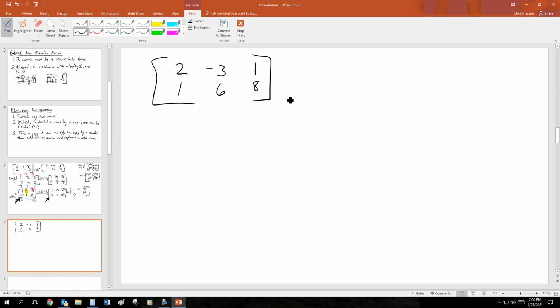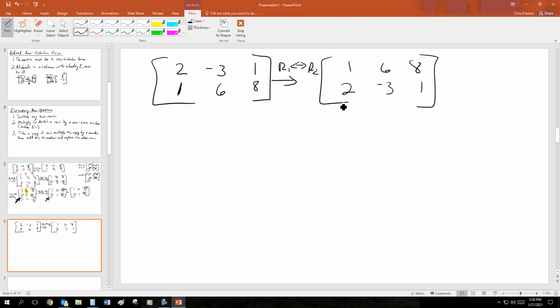All right. So first thing I want to do is make that first spot a 1. And I notice, hey, there's a 1 in that second row. So I'm just going to switch those rows around. Row 1 switches with row 2. All right. 1, 6, 8, 2, negative 3, 1.